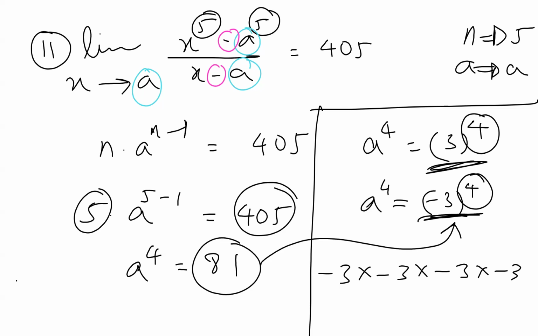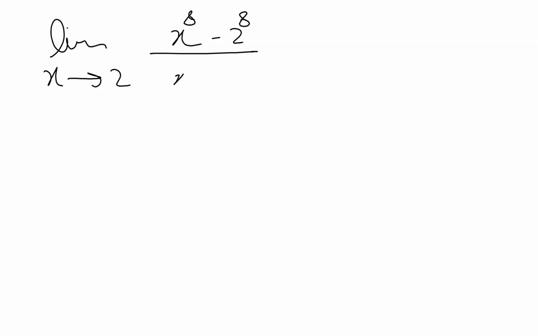Okay, so that was question number 11. Question number 12, you can take it for self-study. I'll take one extra problem. Limit x approaching 2, x raised to 8 minus 2 raised to 8 upon x raised to 5 minus 2 raised to 5. My first question to all of you is, can we apply the formula?